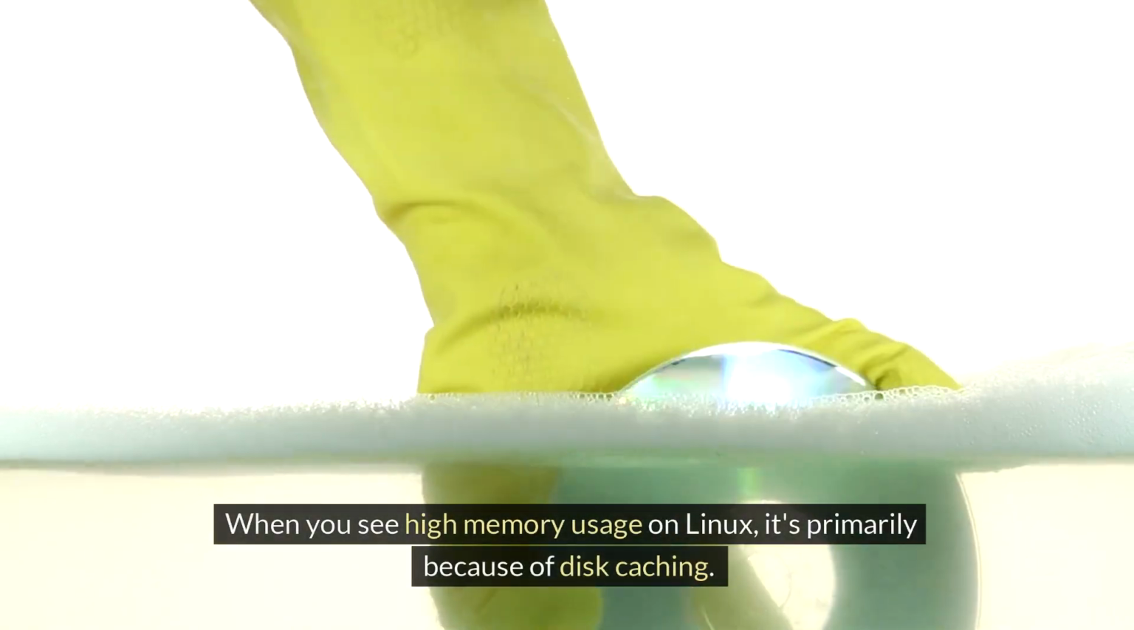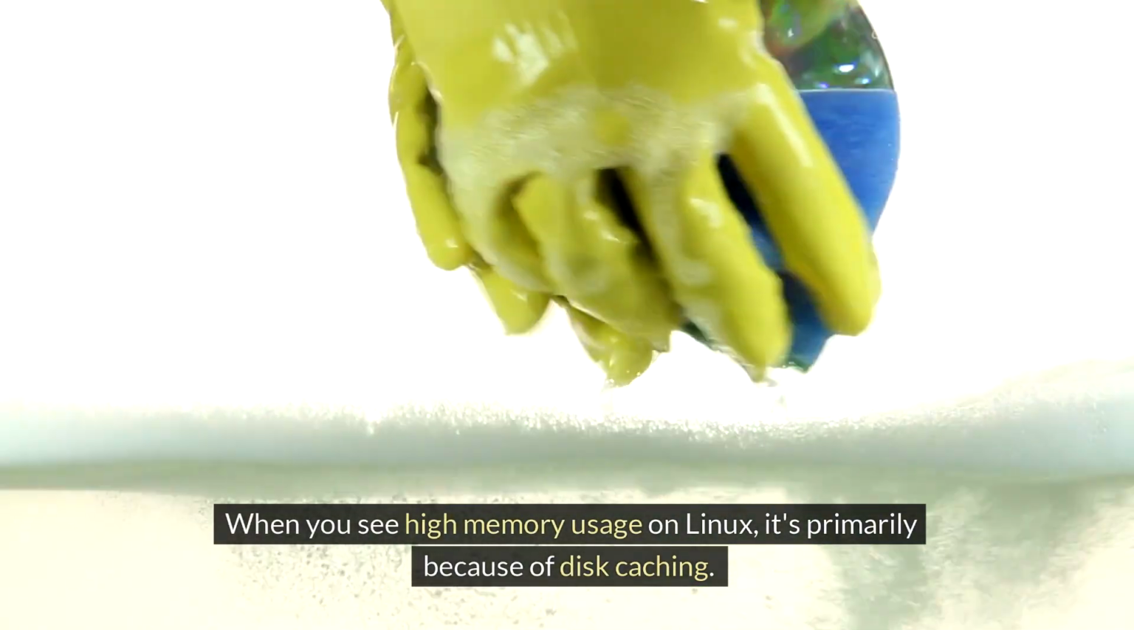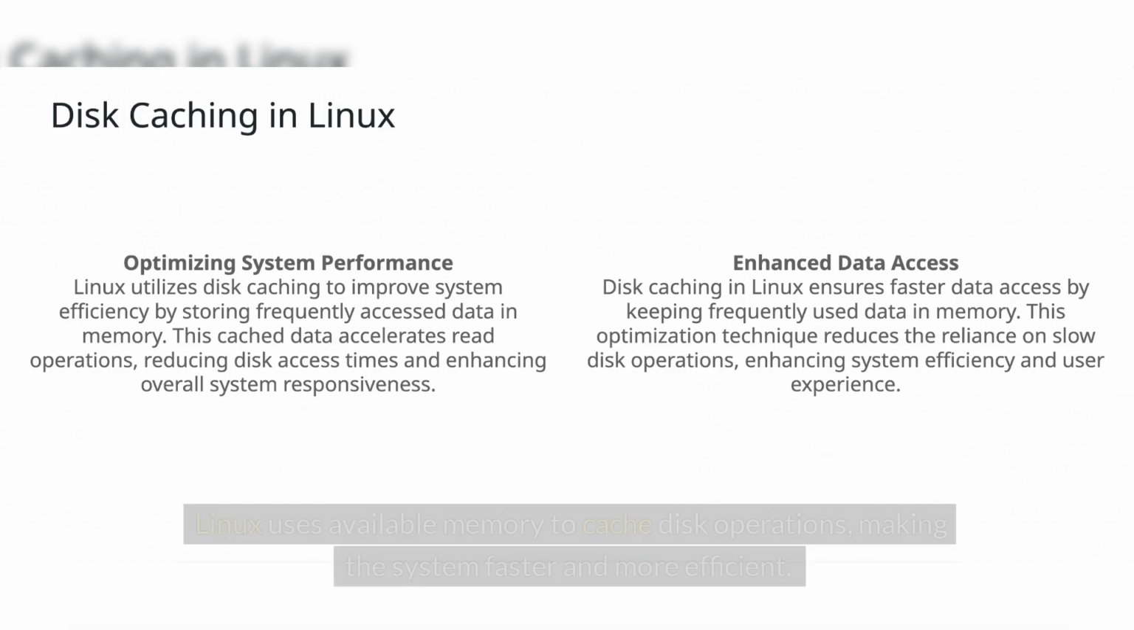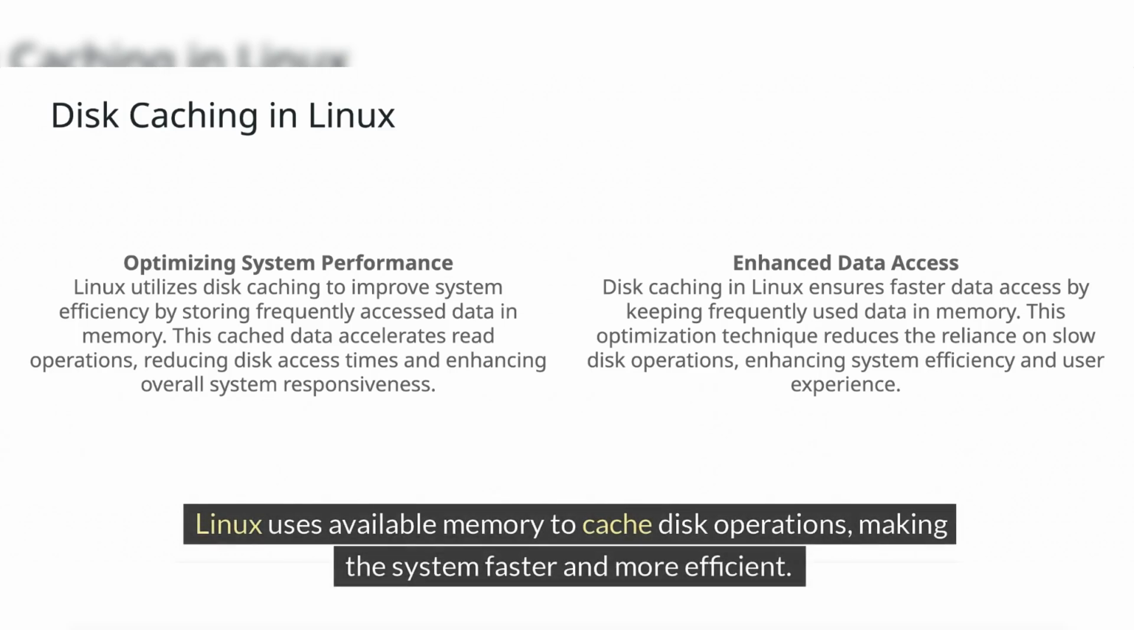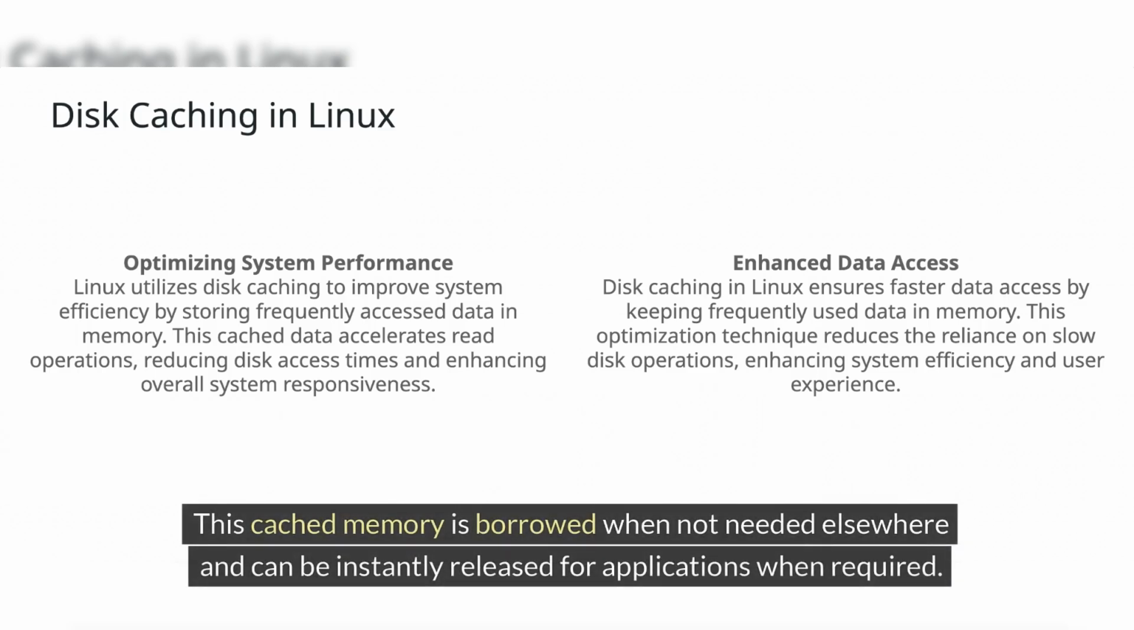When you see high memory usage on Linux, it's primarily because of disk caching. Linux uses available memory to cache disk operations, making the system faster and more efficient. This cached memory is borrowed when not needed elsewhere and can be instantly released for applications when required.